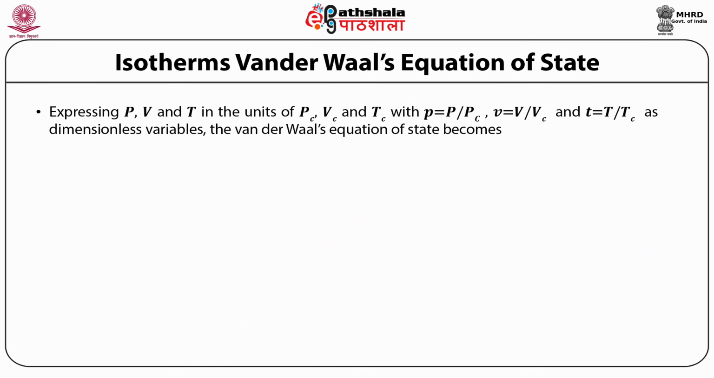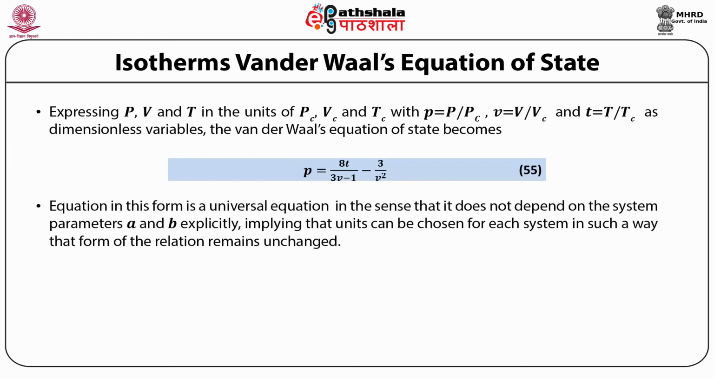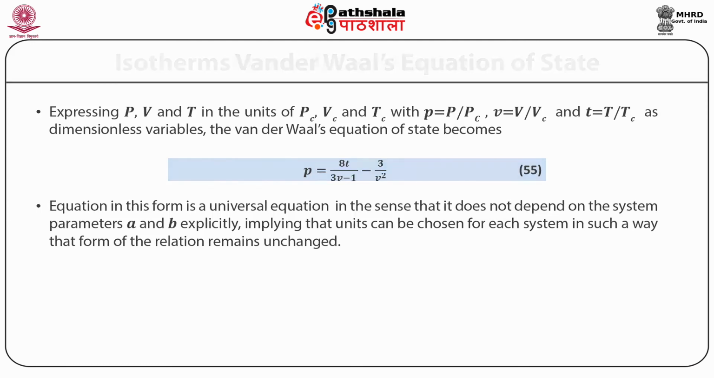Expressing P, V and T in the units of Pc, Vc and Tc, with small p equal to P upon Pc, small v equal to V upon Vc and small t equal to T upon Tc as dimensionless variables, the van der Waals equation of state becomes small p equal to 8 times small t divided by (3 times small v minus 1) minus 3 upon small v square. An equation in this form is a universal equation in the sense that it does not depend on the system parameters A and B explicitly, implying that units can be chosen for each system in such a way that the form of the relation remains unchanged. Maxwell construction.